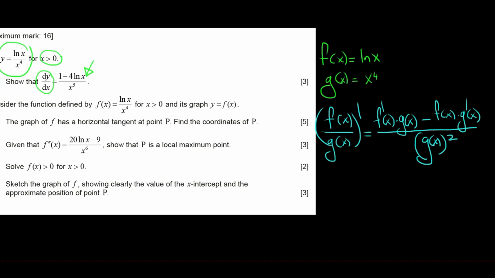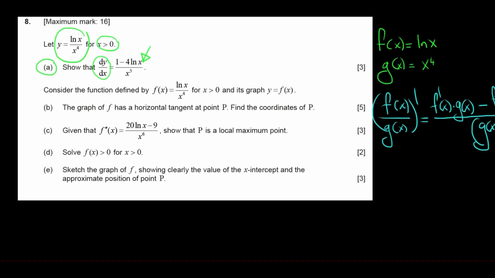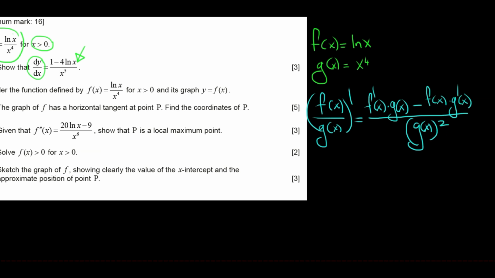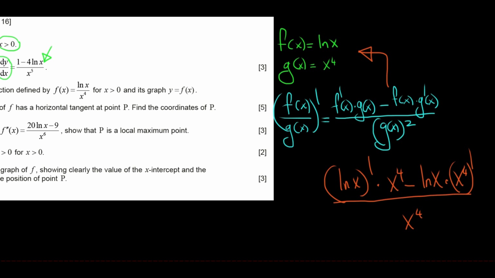So let's apply this. We're going to take the derivative of the first, multiply with the second, and so on. Let's apply this formula to our case. F of x is ln x. So I'm going to write ln of x derivative times g of x, which is x to the power 4, minus f of x, which is ln x, times g prime of x, which is x to the power 4 derivative, over x to the power 4 to the power 2.